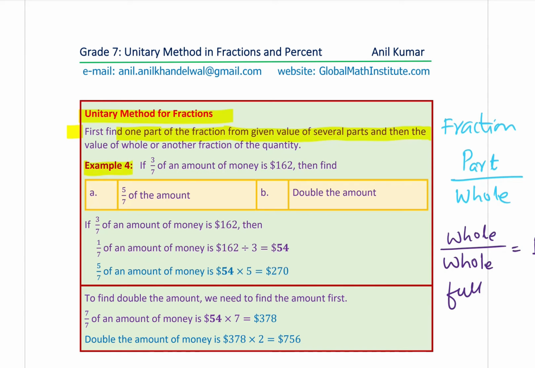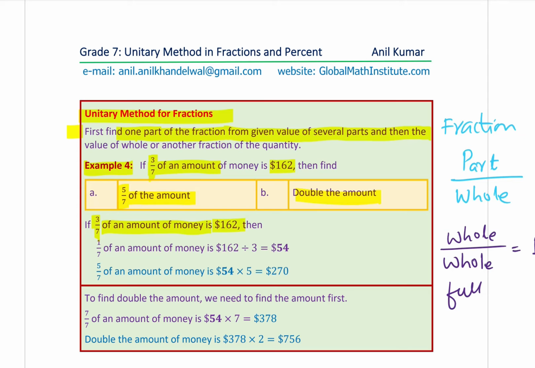Example 4. If 3 over 7 of an amount of money is 162, then find 5 over 7 of the amount, that is part A, and part B is double the amount. Very tricky question. Let's see how to do it. What have we been given? 3/7 of an amount of money is 162. This is given to us.